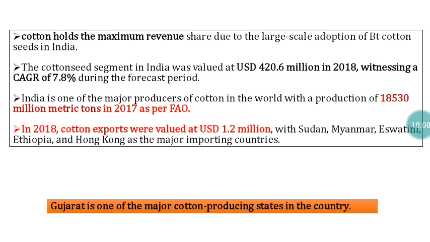In the year 2018, we generated 420.6 million US dollars by exporting cotton seeds. In 2017-18, 530 million metric tons of material were exported. In 2018, cotton exports were valued at 1.2 million US dollars. Mainly our importing countries are Sudan, Myanmar, Estonia, Ethiopia, and Hong Kong. Gujarat is one of the major cotton producing states in the country.